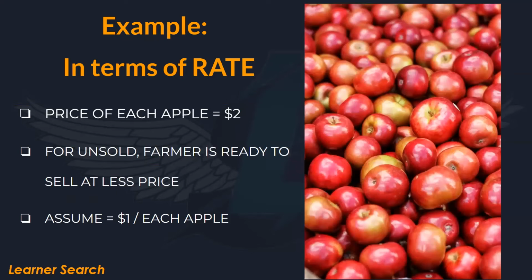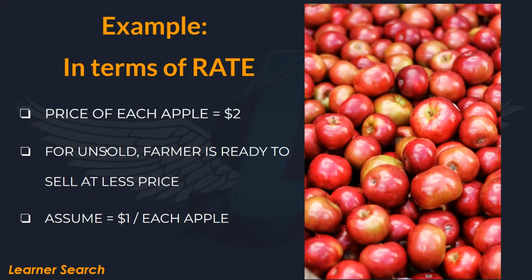Example in terms of rate. We have discussed in terms of quantity. Let's take in terms of rate how exactly it can happen. Not perfectly 100% it will happen in the same way, but this is one of the things that may happen. Let's look into that. Let's assume the price of each apple is $2.